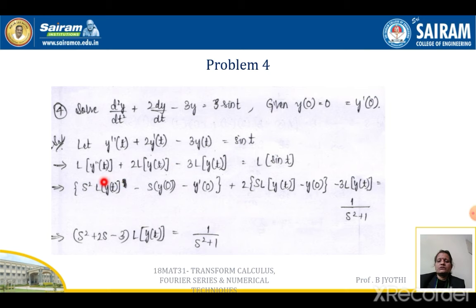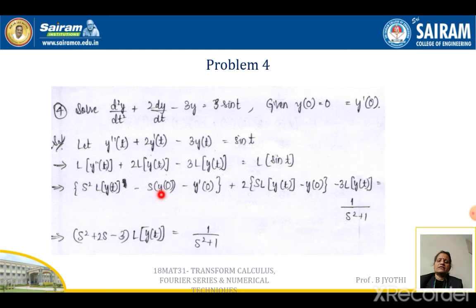So let y double dash t plus 2y dash t minus 3y of t is equal to sin t. Applying the Laplace transform on both the sides, we get L of y double dash t plus 2L of y dash t minus 3L of y of t is equal to the Laplace transform of sin t. So we know that L of y double dash t is equal to s square L of y of t minus s y of 0 minus y dash 0. And 2L of y dash t can be written as 2 into s L of y of t minus y of 0. And 3L of y of t remains the same. And we know that the Laplace transform of sin t is 1 upon s squared plus 1.